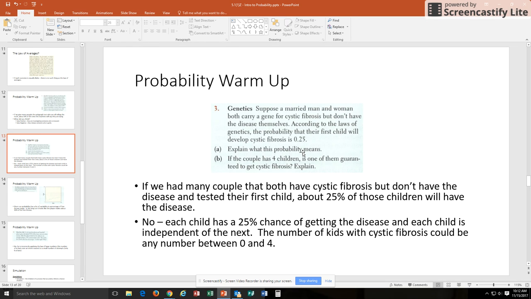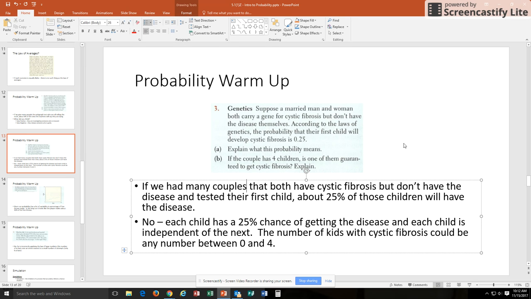And again, if you look at the answer there, it says if we had many couples. Remember, back to that idea of long run. I have to have a lot of couples that both have the cystic fibrosis gene, which would be a better way to say that. So both have the cystic fibrosis gene, but they don't have the disease. Testing their first child, about 25% of the children will have it.